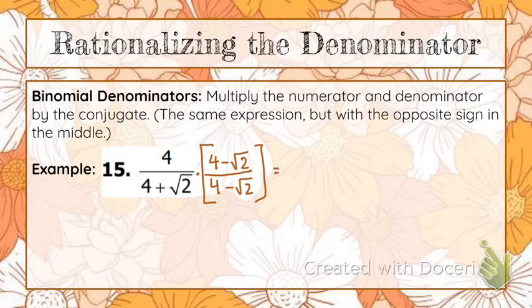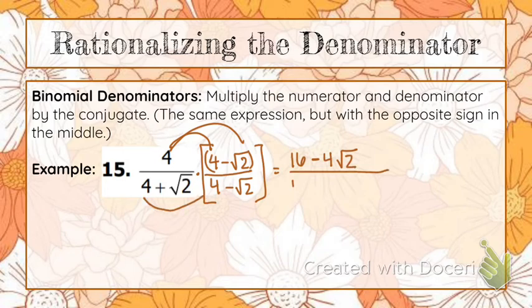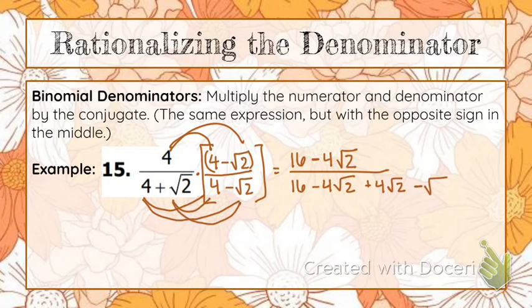All right, remember that when we multiply by a binomial, we have to distribute here, and we're going to use the FOIL method here. So 4 times 4 is 16. 4 times negative square root of 2 is negative 4 square root of 2. Divided by 4 times 4 is 16. 4 times negative square root of 2 is negative 4 square root of 2. Square root of 2 times 4 is plus 4 square root of 2. And then square root of 2 times negative square root of 2 is negative square root of 2 times 2, which is 4.